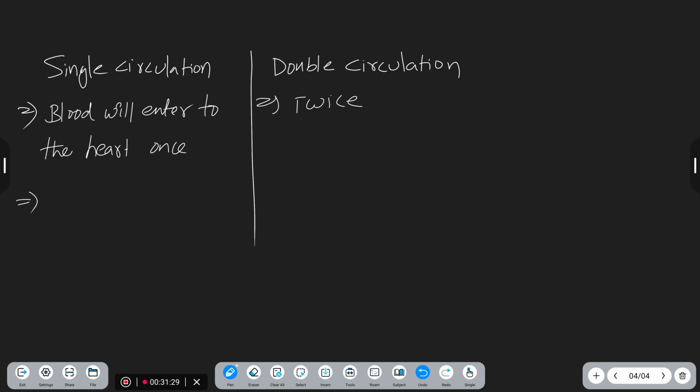See here, in single circulation, we can observe a two chambered heart. There is no separation. The deoxygenated blood will mix with the oxygenated blood. Understood? So there is no efficiency to supply the oxygen in case of single circulation. But in case of double circulation, it ensures efficient oxygen supply all over the body. Why? Because separation is there.